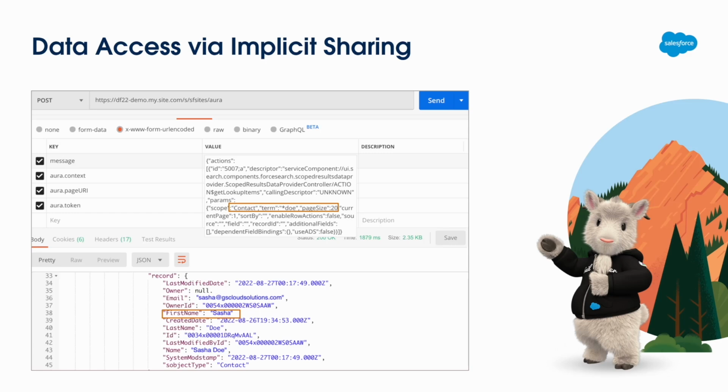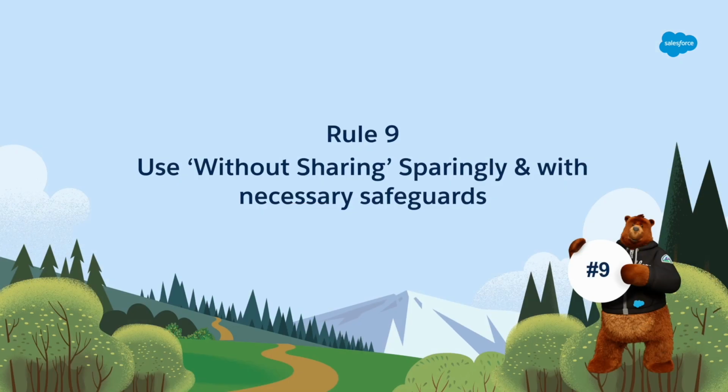That brings us to the last rule, which is rule number 9, and it states, use without sharing sparingly and with necessary safeguards. Although without sharing should be the last resort, there are certain scenarios where you may need to use them. For example, because of the new guest user security policies, a multi-step self-registration process that couldn't be done via post-login flow may require some of the logic to run in a without sharing mode because the guest user cannot have edit permissions on records.